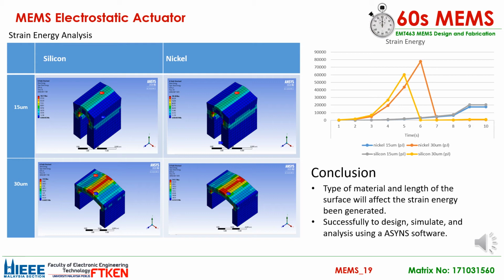From graph 1, there is a major difference when the length of the surface is increased. We can see the big difference between the 50 micrometer and the 30 micrometer in the graph. From the analysis, we can conclude that the material and the length of the surface will affect the strain energy that is generated. That's all from me. Thank you.